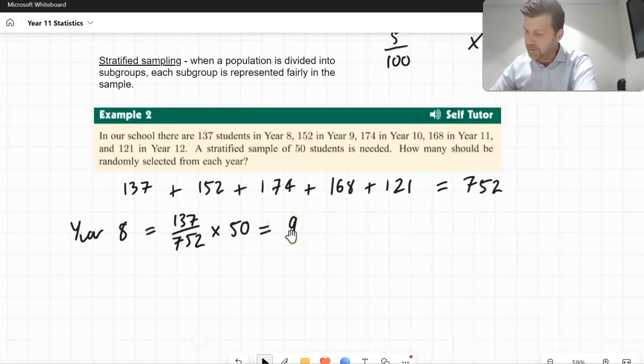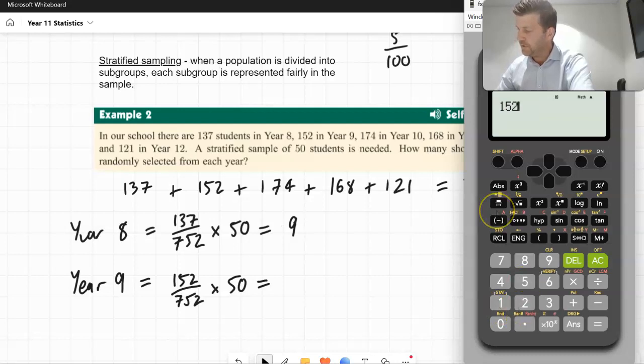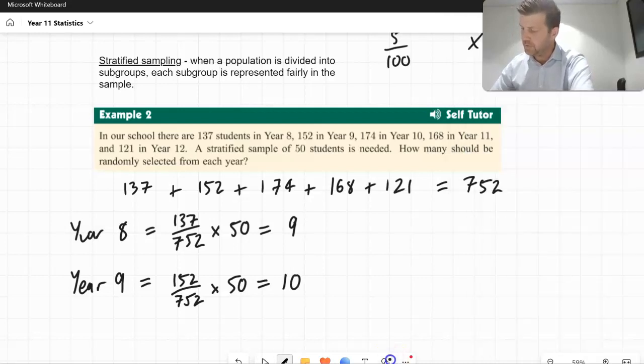Then I do the same for Year 9. So how many Year 9 students will be surveyed? Again, there's 152 Year 9 students in total over the total number of students at school, which is 752. Multiply that by the 50 students that we're looking to survey. Again, put that into your calculator. 152 over 752 times by 50, which is 10.1. Again, let's round that to the nearest whole number, which is 10.